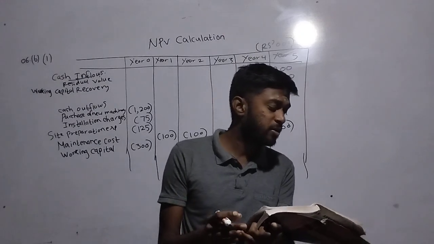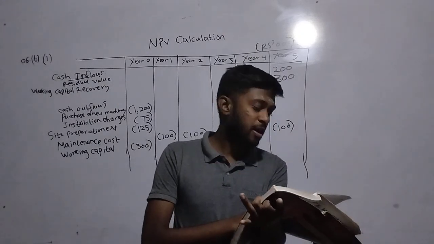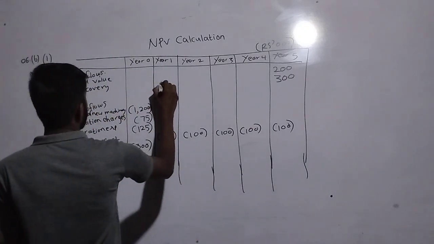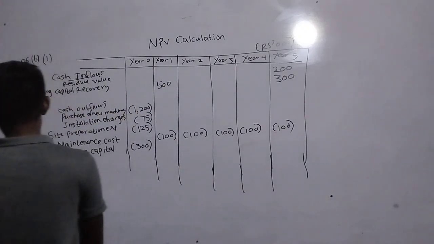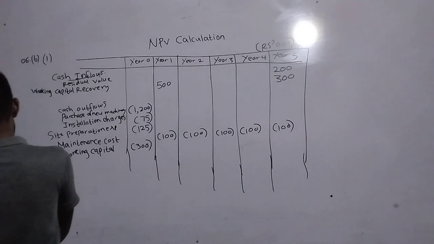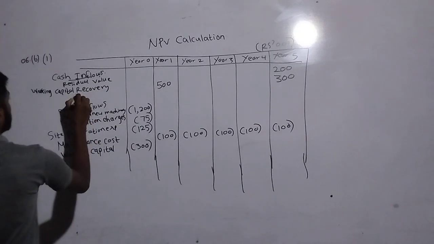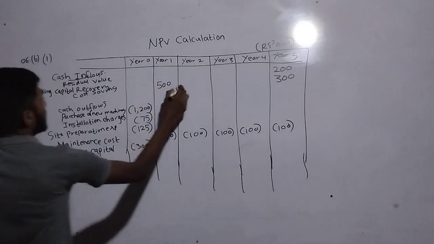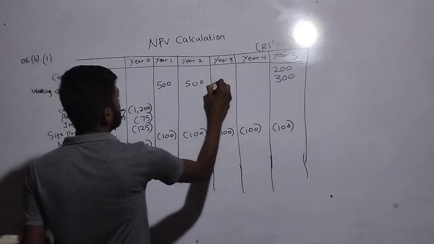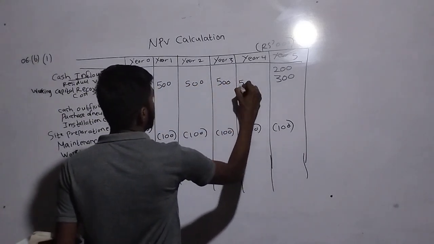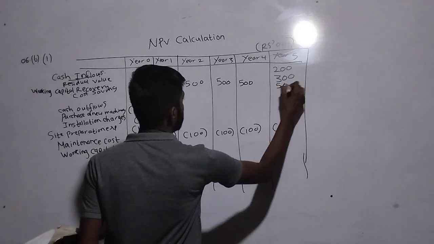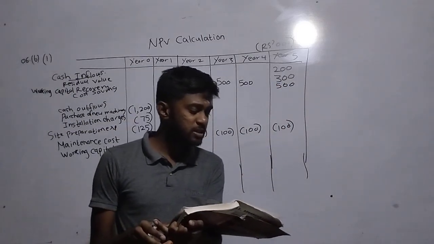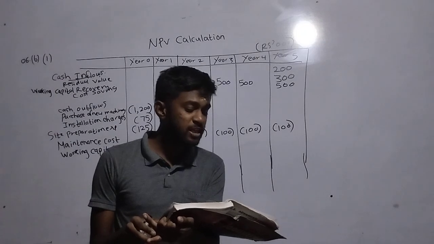That is 500 going to take place from year 1 onwards. So you can say plus 500. So here, what you can say is cost saving. So cost saving is going to be how much? 500, here 500, here 500, here 500 and here 500 cost saving. Right, done.